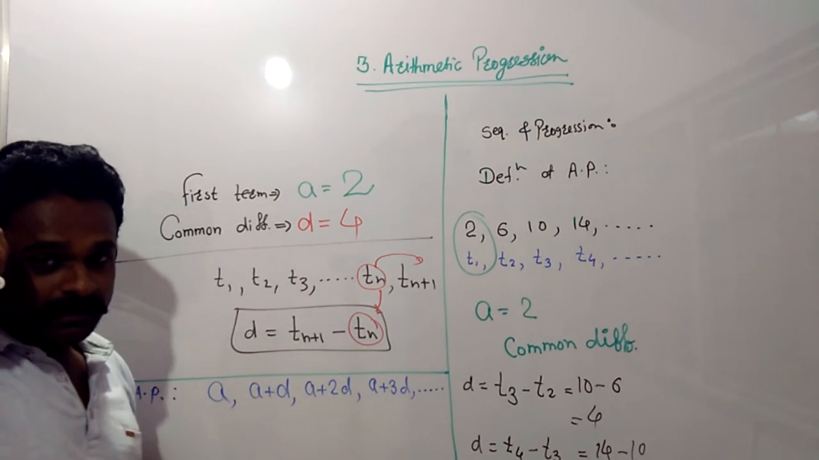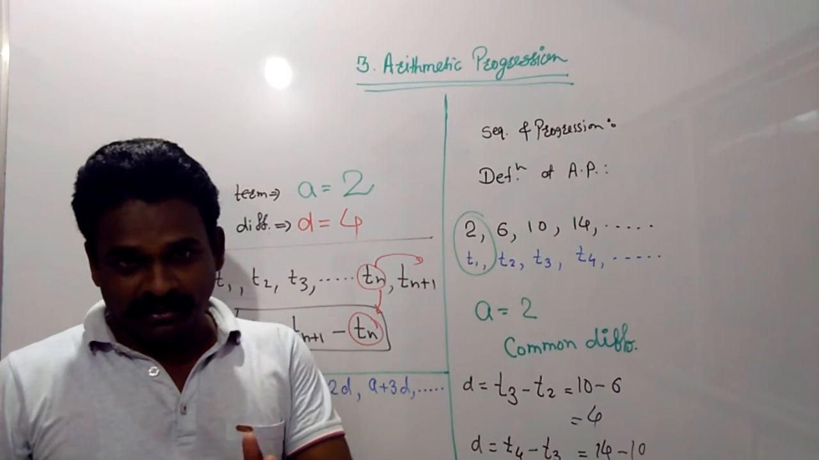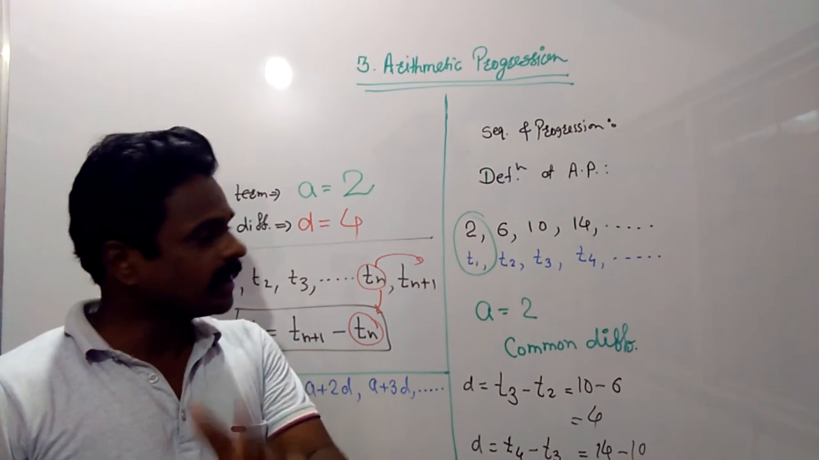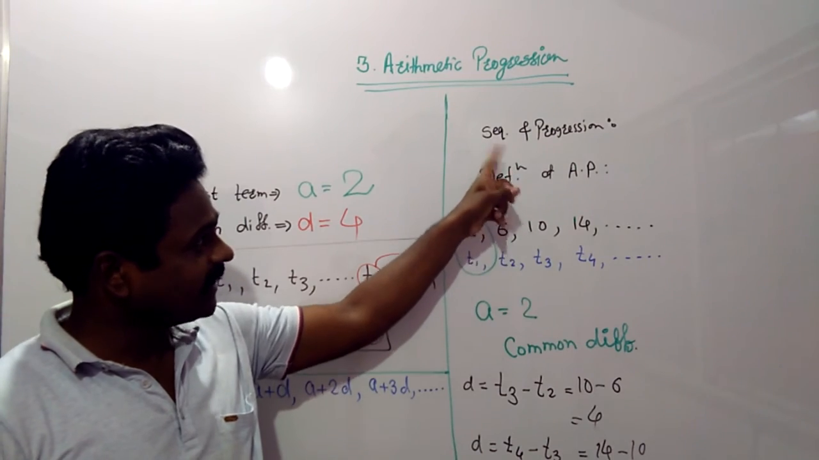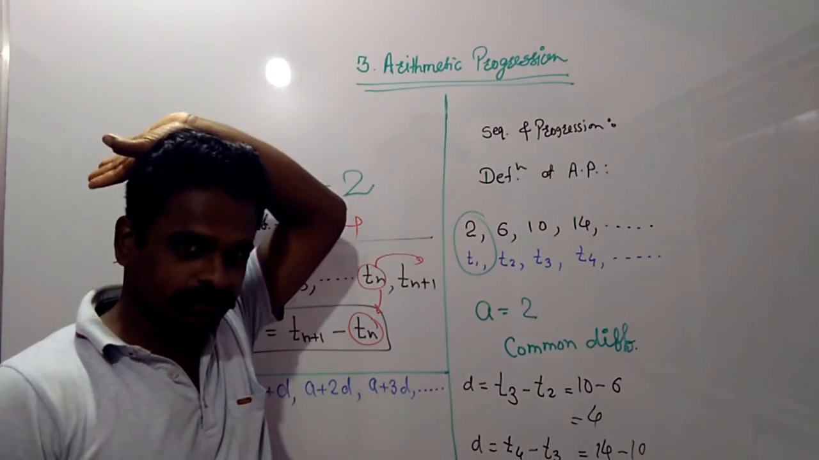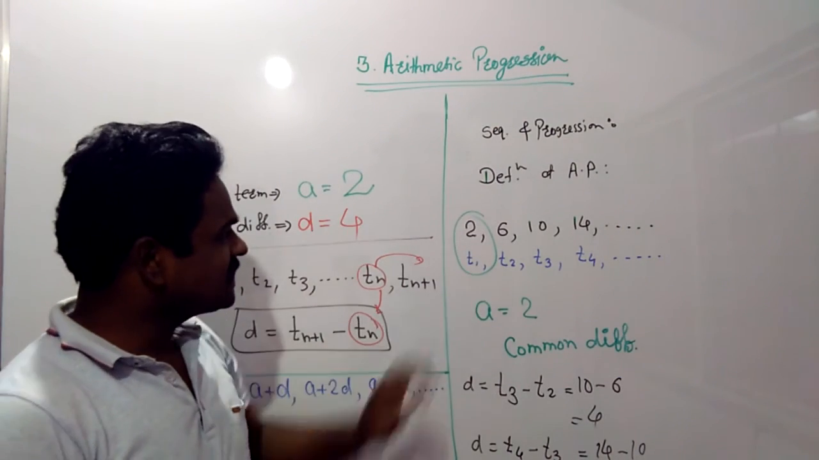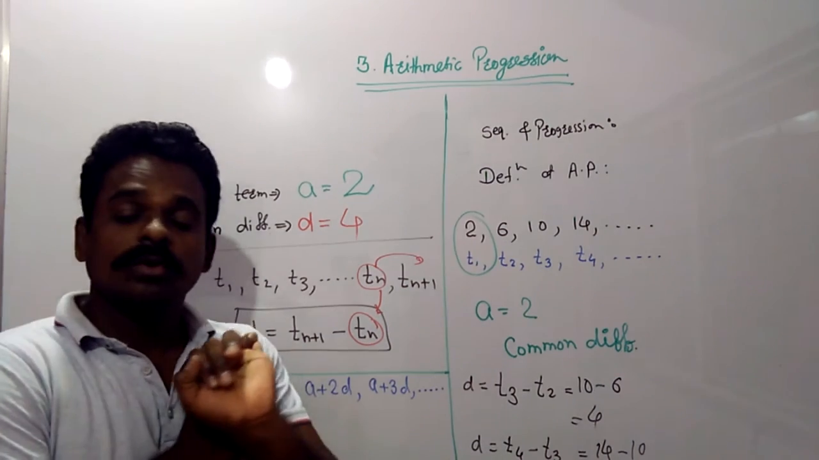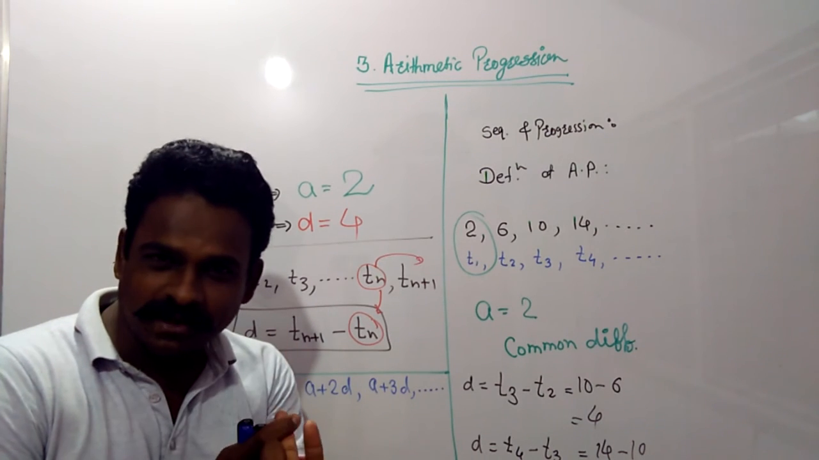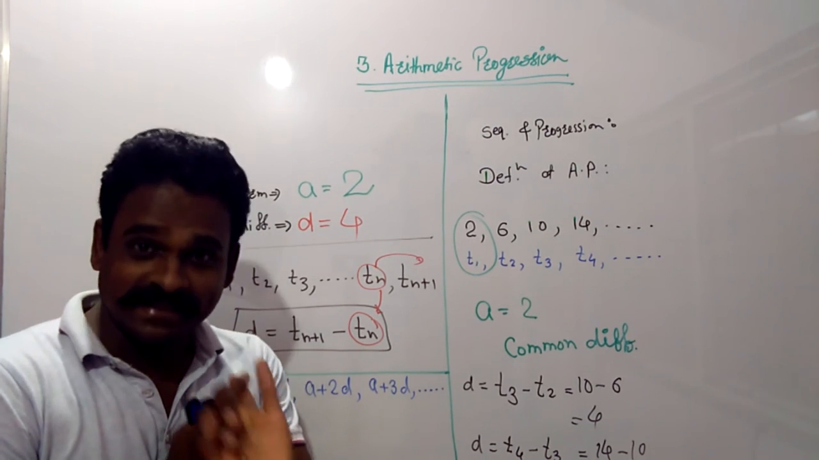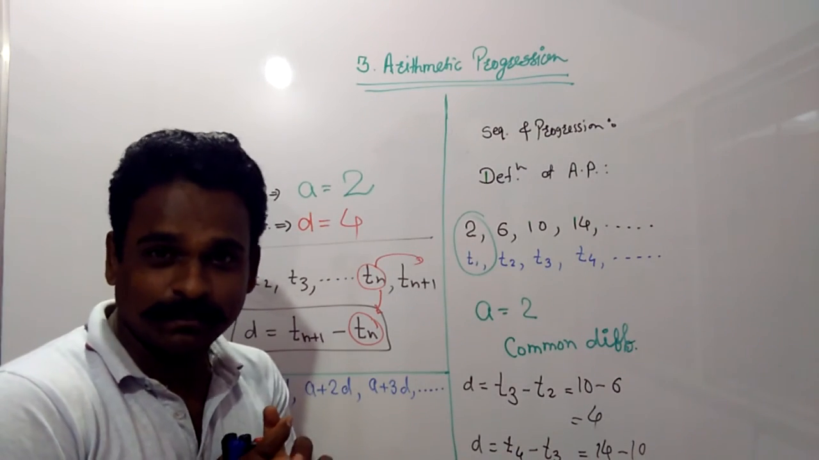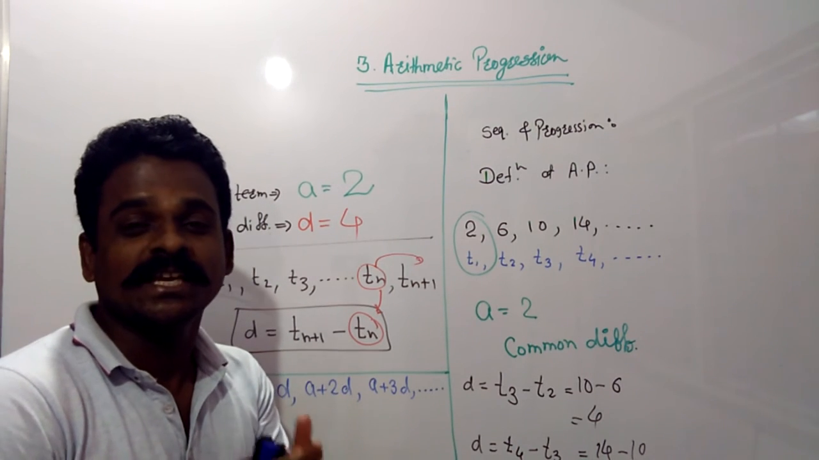So this is our today's concept. We have discussed two concepts. Last lecture was the definition of arithmetic progression and the difference between sequence and progression. In this lecture we have discussed that the first term is always denoted by A, the common difference is denoted by D, and the terms in the arithmetic progression are denoted by T1, T2, T3 and so on up to Tn.